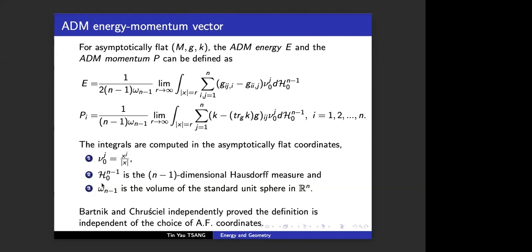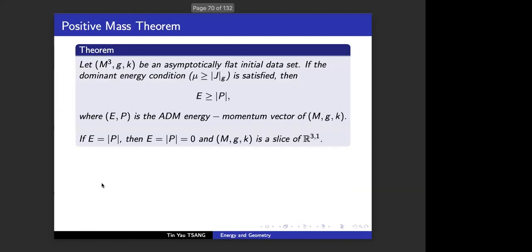So we know (M, g, k), we know mu and J, now we know E and P. What we can do is the positive mass theorem. Let (M, g, k) be an asymptotically flat initial data set. If the dominant energy condition is satisfied, then E must be greater than or equal to the norm of P. And if E equals the norm of P, then E equals P equals zero, and (M, g, k) is a slice of Minkowski space.